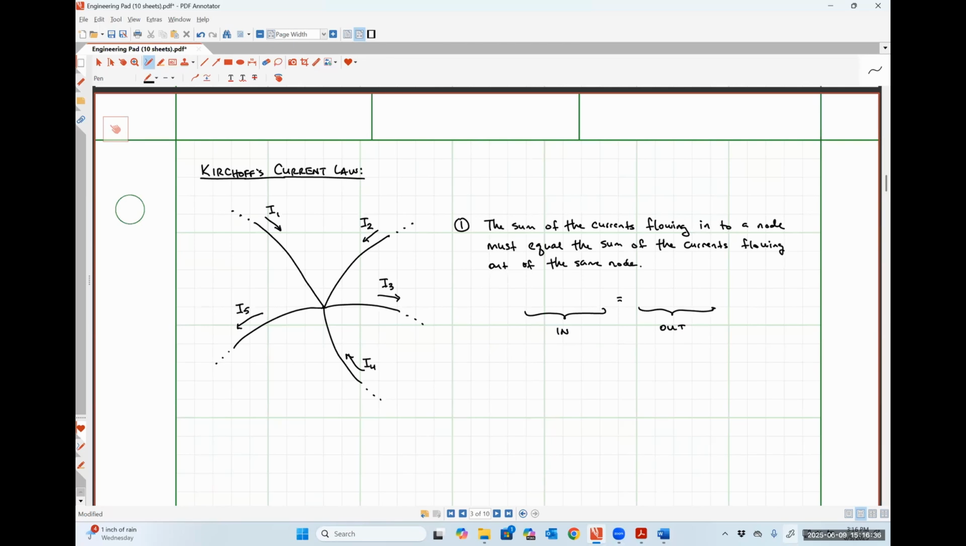Okay. So I1 is flowing in, so it'll go on the left-hand side. I2 is flowing in, so it'll go on the left-hand side. I3 is flowing out, so it'll go on the right-hand side. I4 is flowing in, so it goes on the left-hand side. And lastly, I5 is flowing out, so it goes on the right-hand side. So this is how we would apply that particular formulation of Kirchhoff's current law to this system.